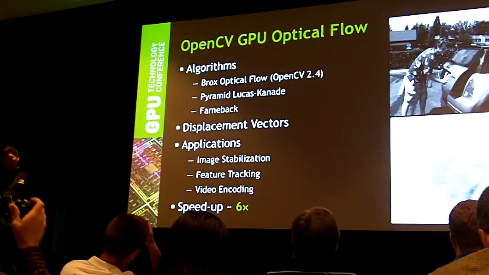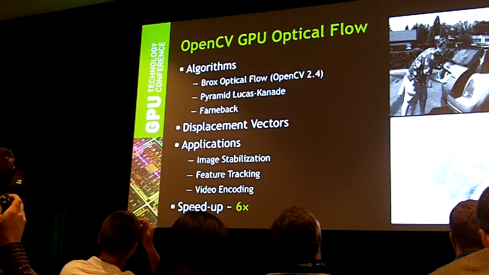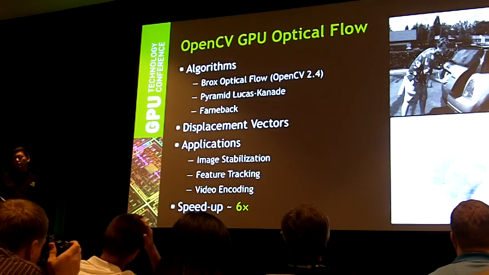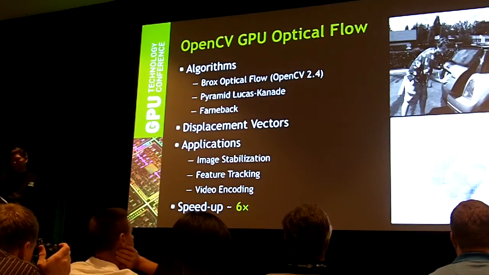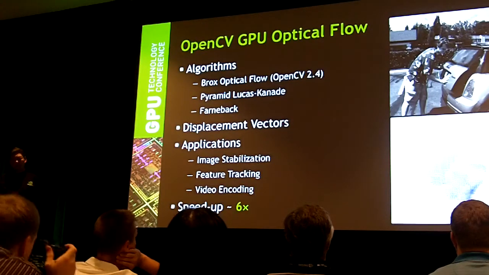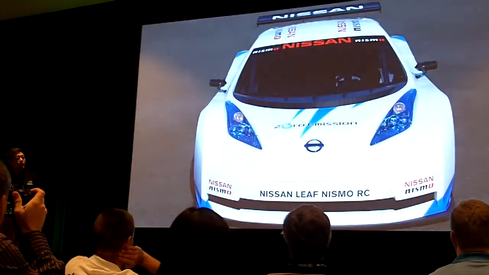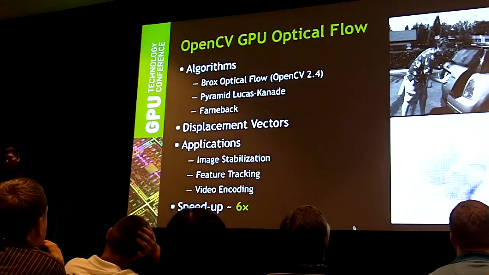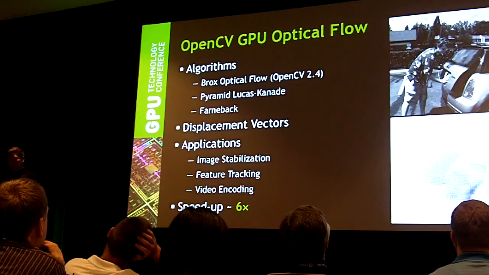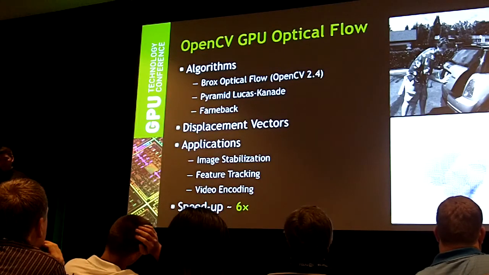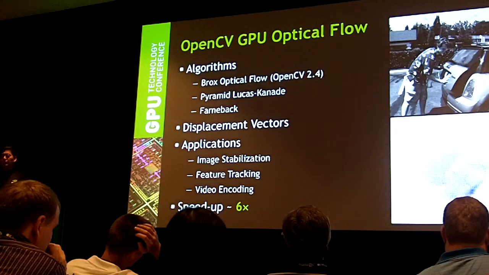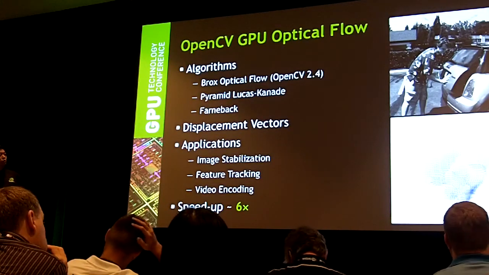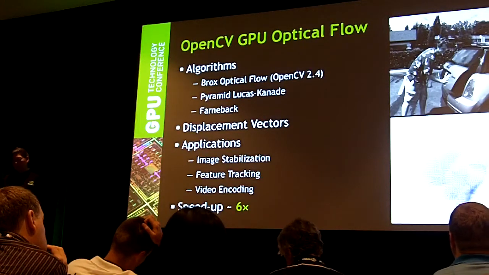So optical flow is an algorithm whose goal is to calculate displacement fields, or vector fields, between two images. This is typically used for estimating motion within images. And there are a number of applications for it. We can look at one which was recently added to OpenCV 2.4, Brox's optical flow.